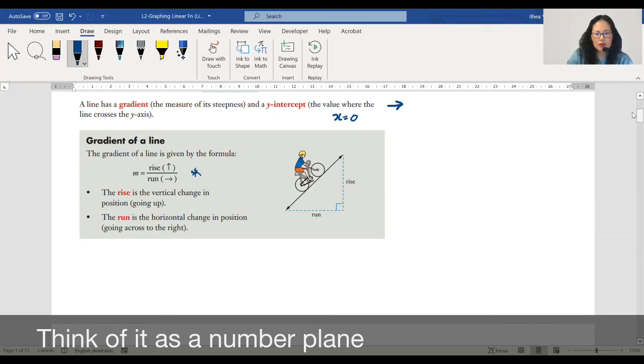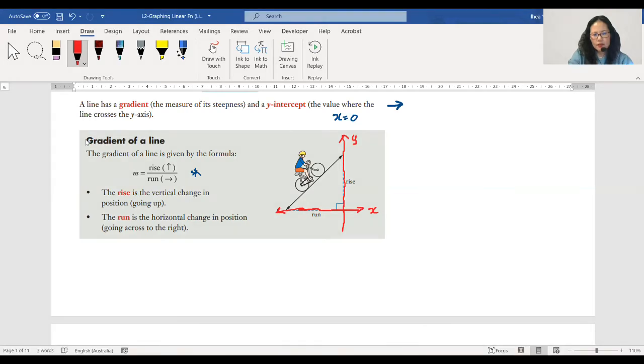So this is like a cyclist going uphill. And if you think about it, your rise is something in a y value, isn't it? So rise is a y value. Run is something to do with x. So when we say gradient, rise over run, it's the change of y values over x. Okay, so just a little bit of a heads up on that one.